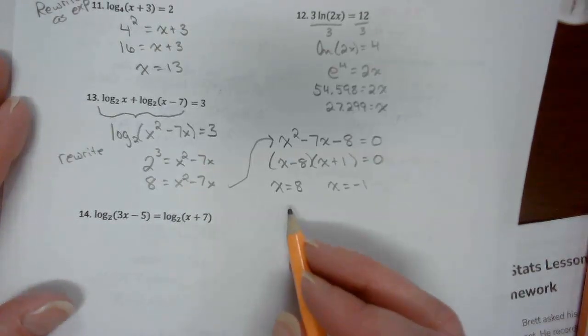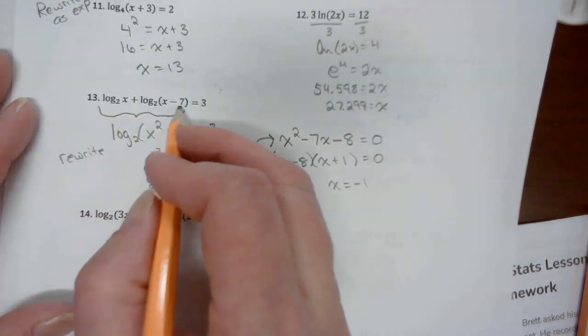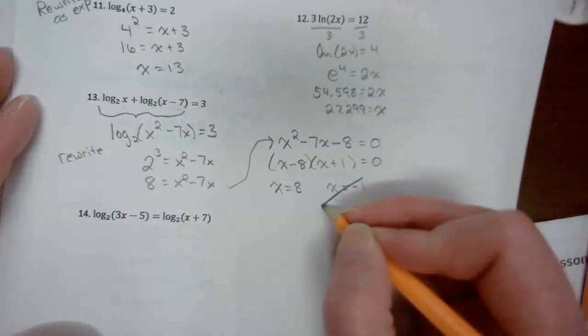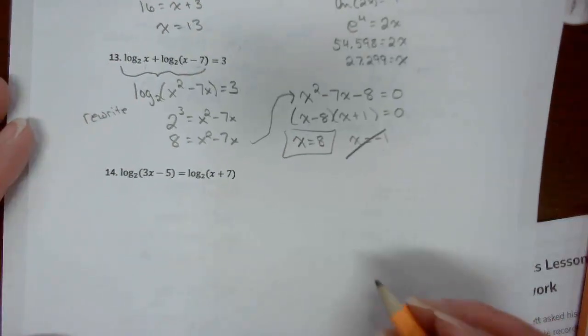But I want to double check. The argument must always be greater than 0. So if I plug in 8, I'm good. But if I plug in -1, I am not. So this one had an extraneous solution, one that did not work.